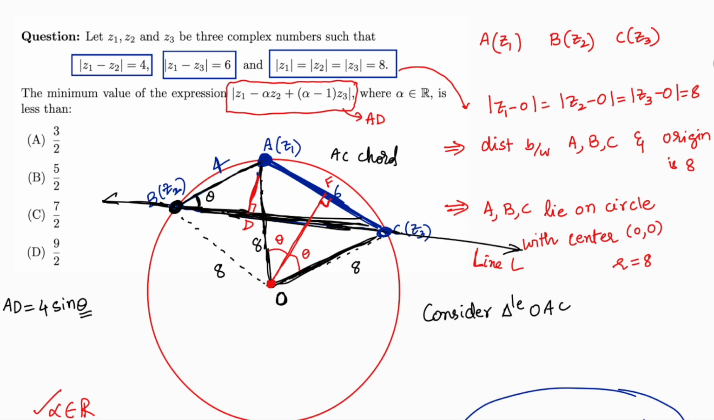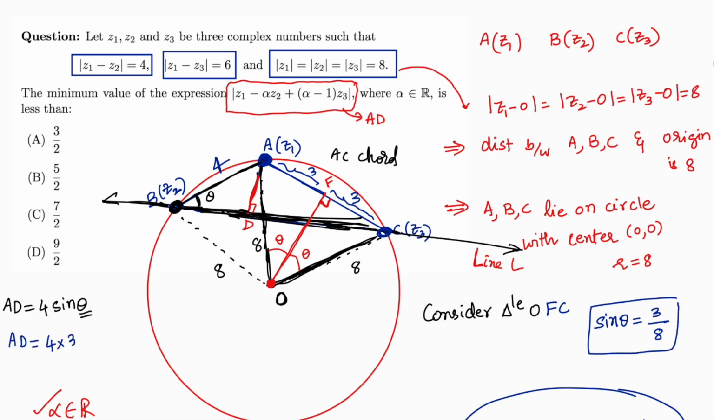And what about FC length? AC length is 6 units. So this length FC would be 3 units, and A to F length would be 3 units. Now let me consider triangle OFC. From this directly we can see sine theta is opposite, that is 3, divided by hypotenuse. Since we found sine theta as 3 by 8, this AD distance would be 4 sine theta, right? That is 4 into 3 by 8, that is 3 by 2.